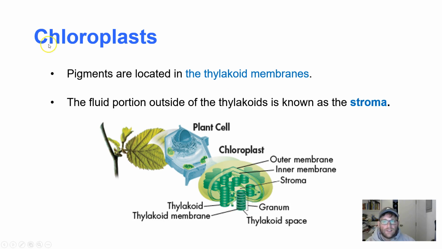Okay. All right, so pigments, again, are located inside of the thylakoid membrane. Okay, so they're actually found in this area here. This is where we're going to get our chlorophyll, our carotenoids, our anthocyanins. Okay. And then the fluid portion outside of that, we call it the stroma. So the stroma is within the inner membrane, but outside of the thylakoid space.